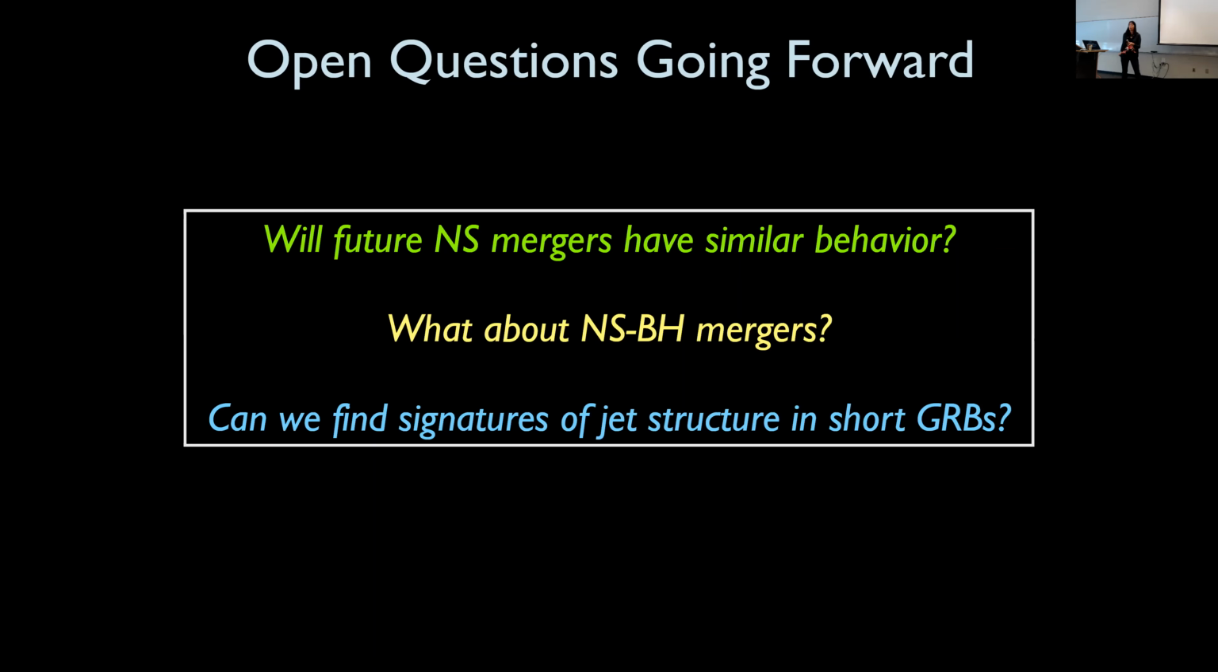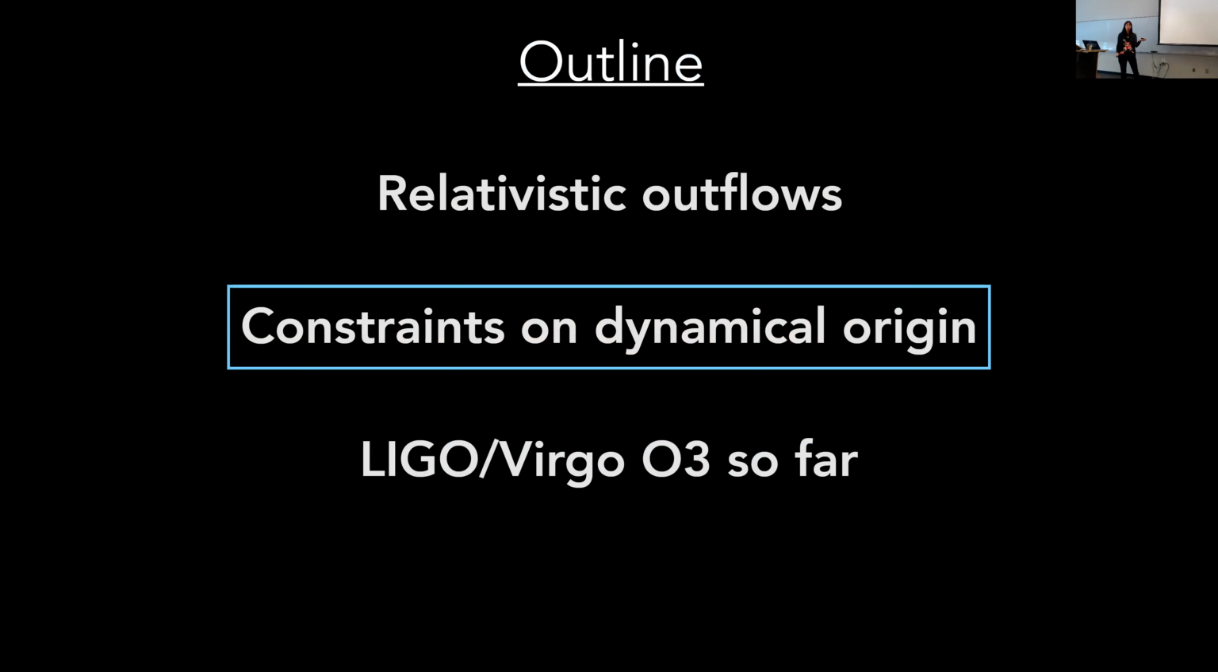And so I want to actually go into constraining the actual origin. So not just the outflows from the mergers, but actually constraining how that binary neutron star was formed to begin with. And in particular, I want to go into a mechanism called a dynamical origin that occurs in globular clusters, where you can have exchanges and things like that.